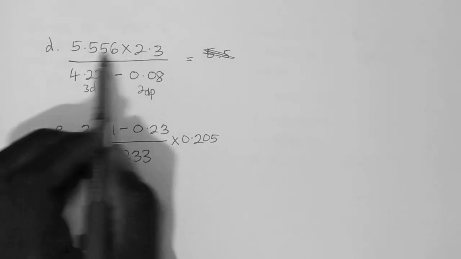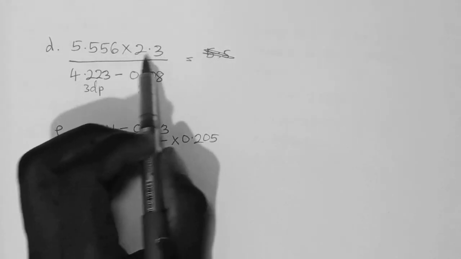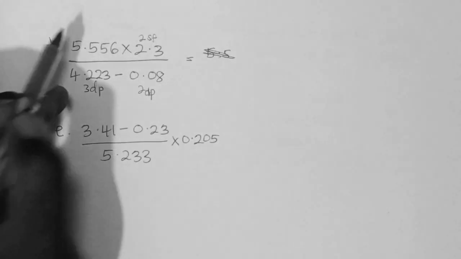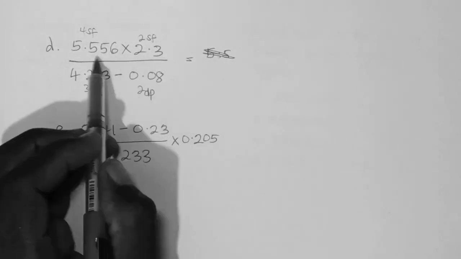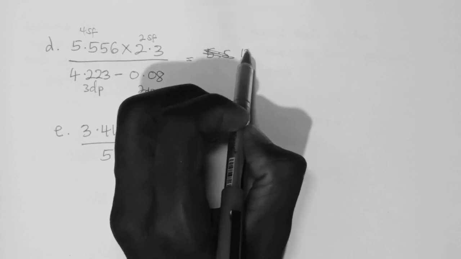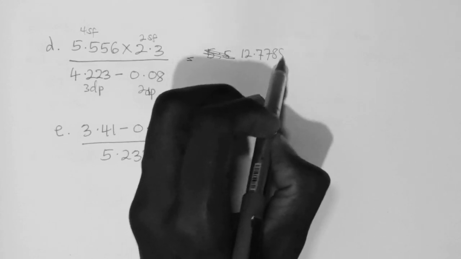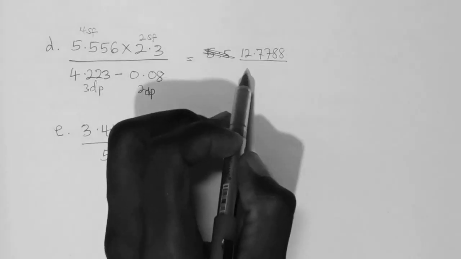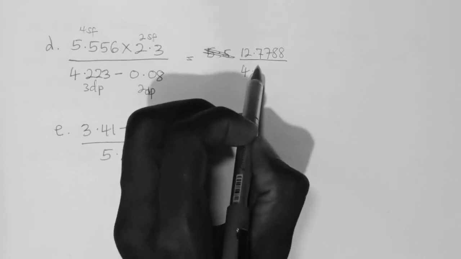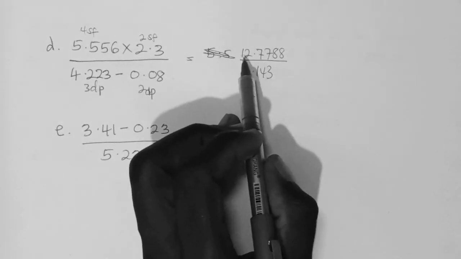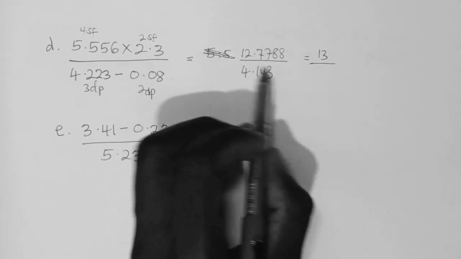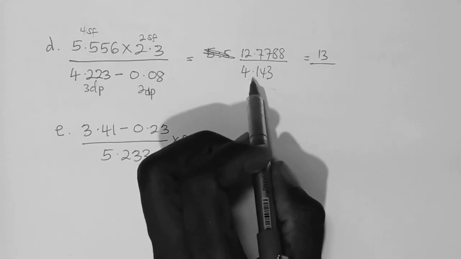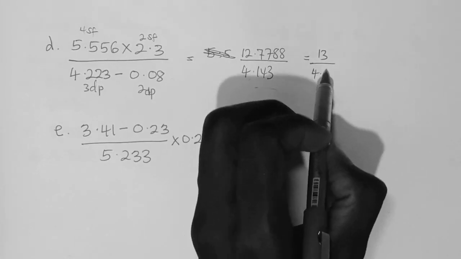Sorry, but we need to also do this multiplication and leave it in terms of 2 significant figures, because here is 2 significant figures and this place is 4 significant figures. If we use a calculator to do this multiplication, we're going to get 12.7788. And for this subtraction, we will get 4.143. So write this in 2 significant figures, and that's going to give us 13. And then write this in 2 decimal places, and that's going to give us 4.14.